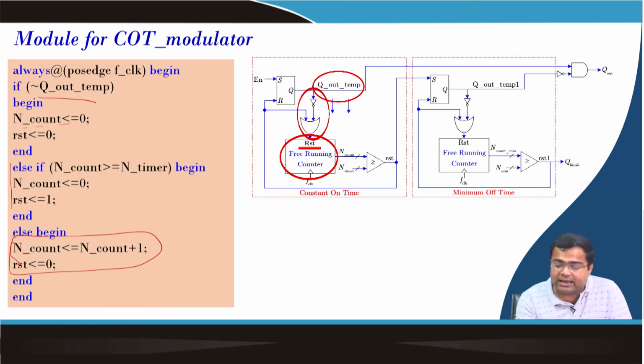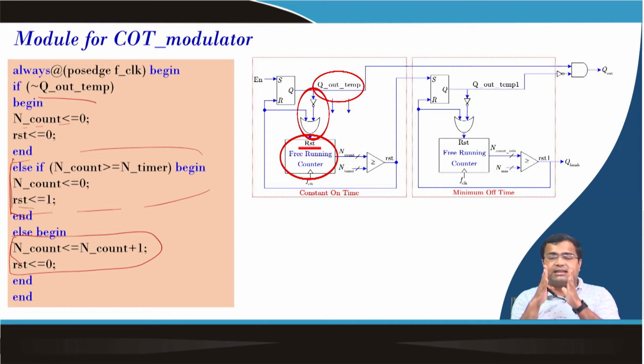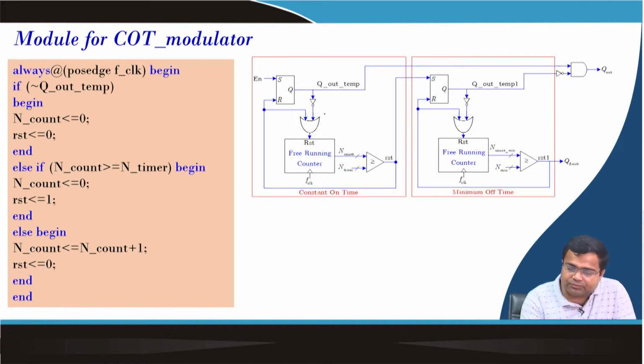When will reset be high? When the counter tries to exceed the timer, and this is the comment. When the counter goes above or equal to the timer, then the counter will be reset, and it will generate the reset to be high, that is the active high reset signal. So, this whole logic is implemented by this Verilog code. I would say this whole block is implemented by this Verilog code.